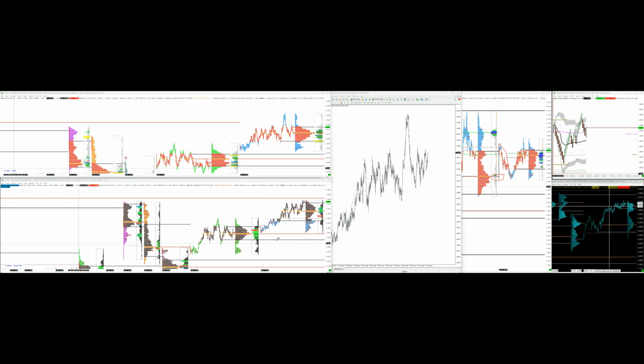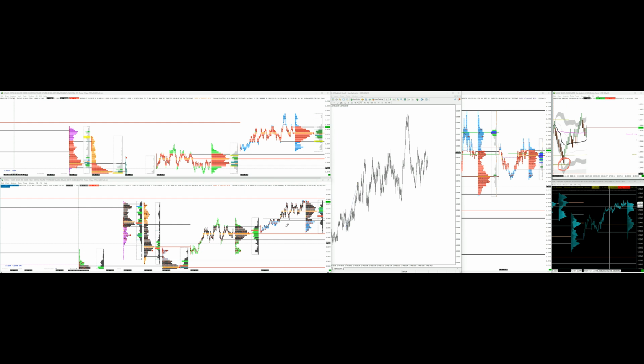which is in line with our demand zone here. Okay, so that's two confluences to get long in the market. We were also at the deviation bands, which is here on my VWAP chart.